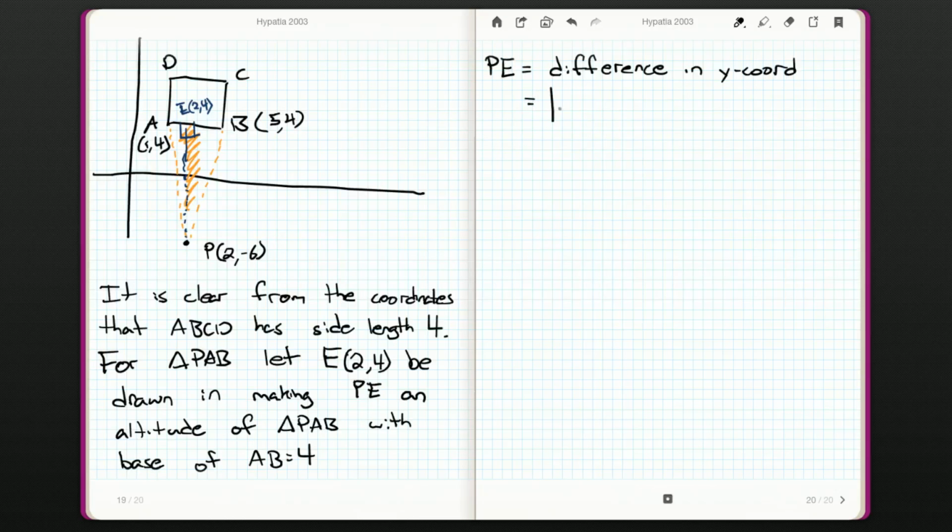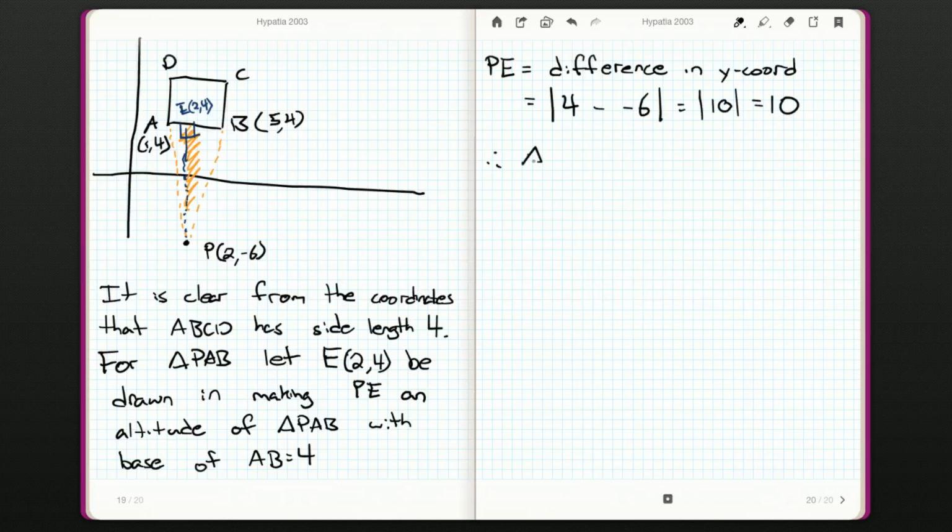And so it's 4 minus negative 6, and we take the absolute value. You can't have a negative height, so we just throw absolute value bars around it. And we'll get an absolute value of 10. Okay.